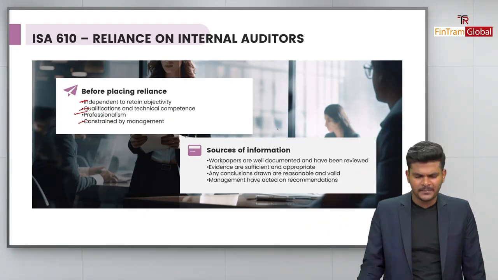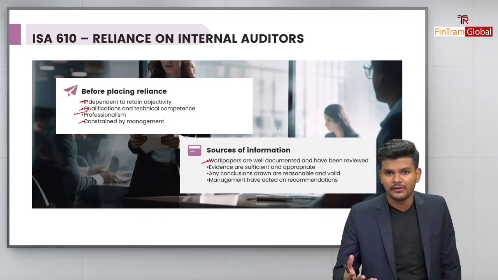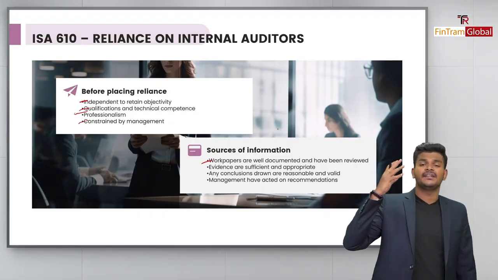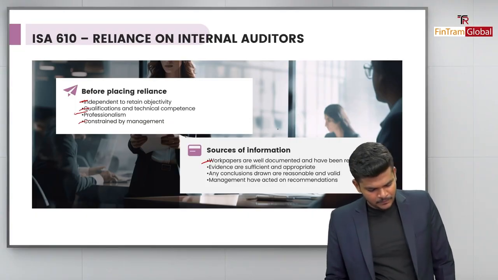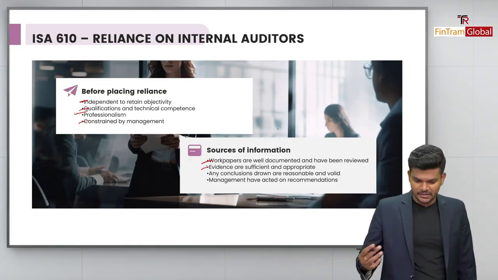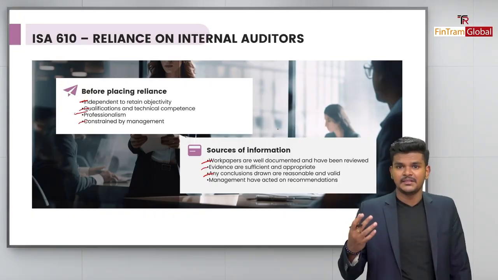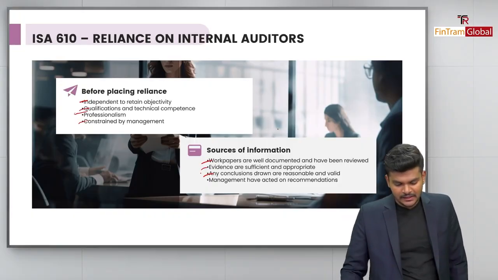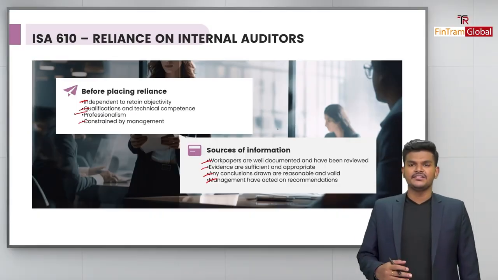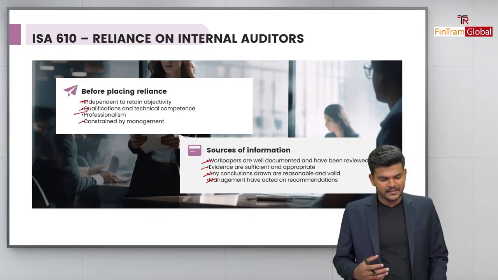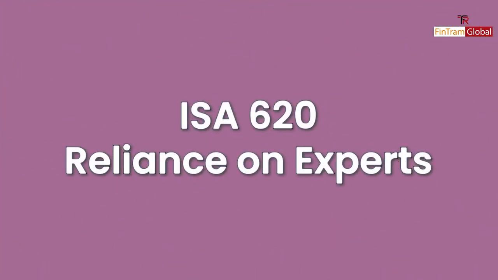And where do I get this information from? From the work papers that they have done, right? They would have their own internal audit work papers, so we can review them to ensure that they're documented properly with proper sign-offs and everything. Is the evidence that they've gathered sufficient and appropriate? Are the conclusions drawn by them reasonable and valid? And of course, has management acted on these recommendations as well? So all of these things need to be looked into before placing reliance on internal auditors. Okay, folks, remember that.